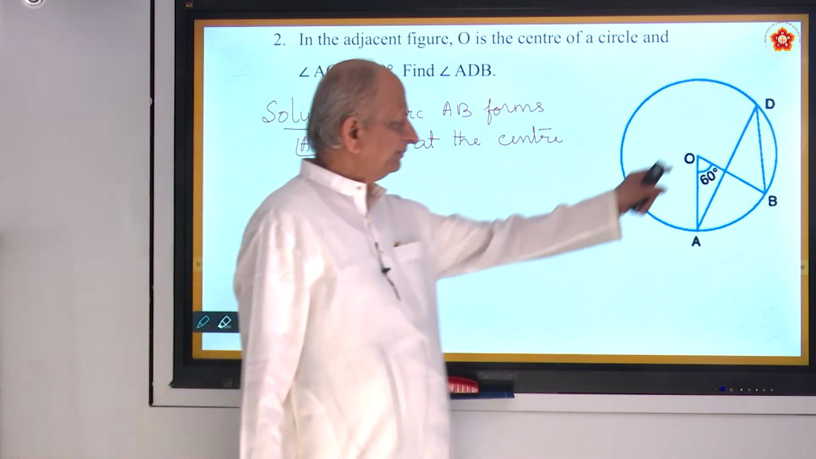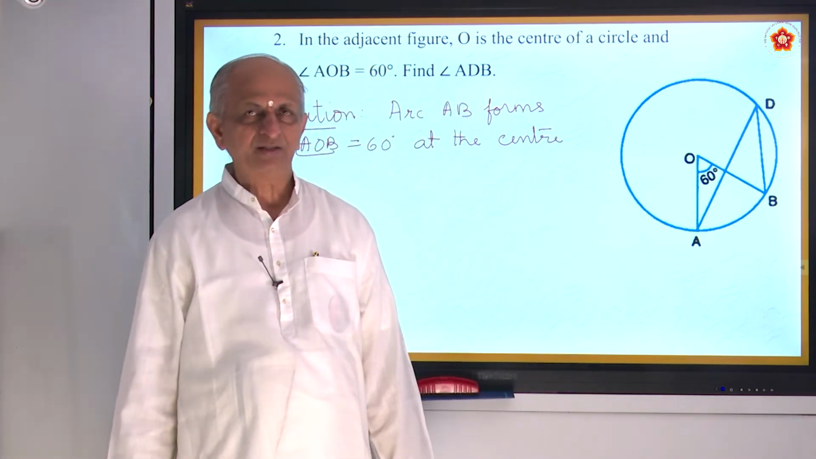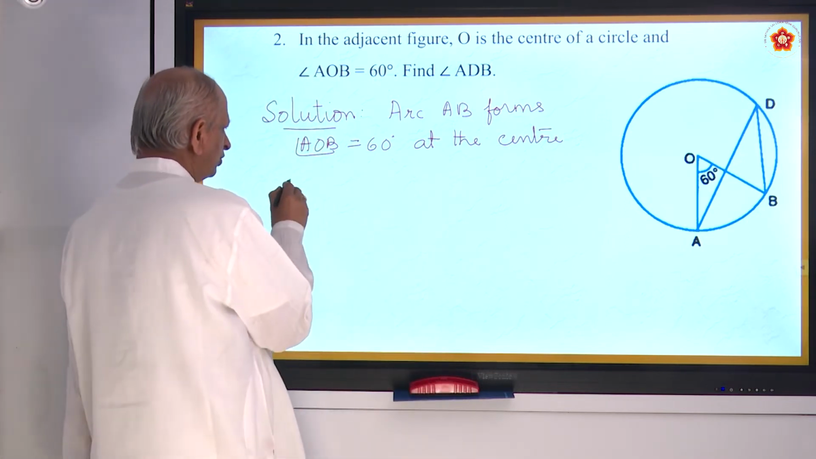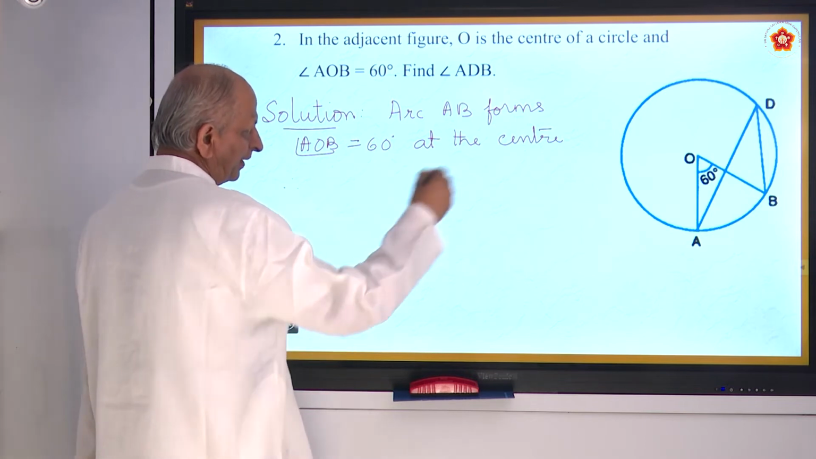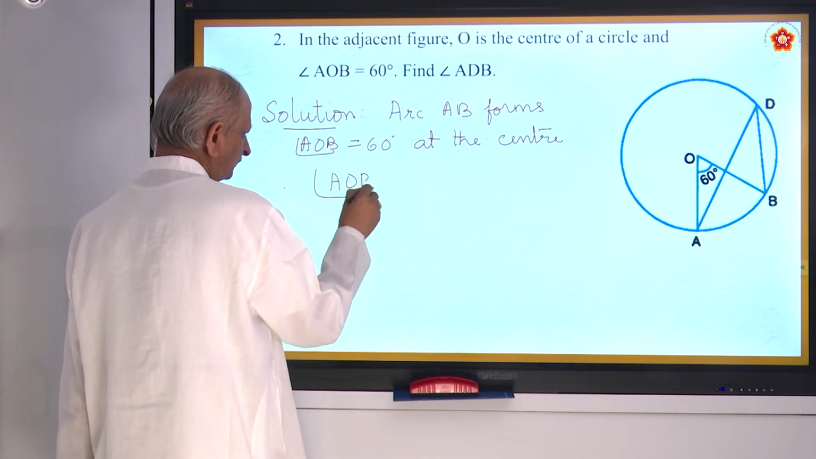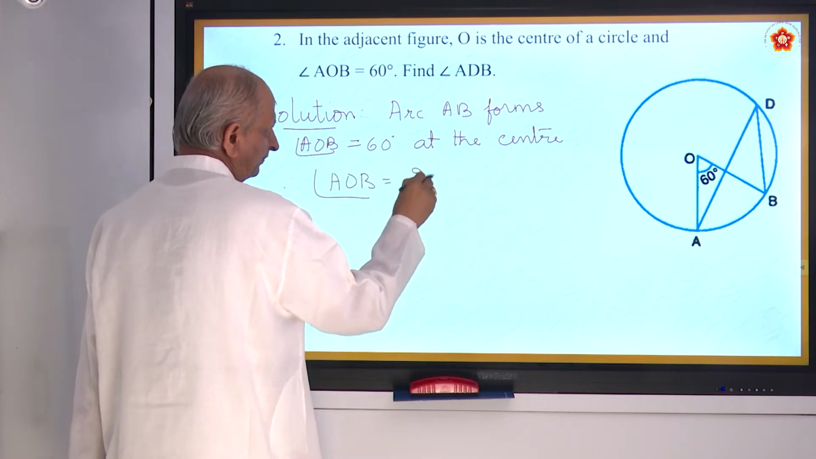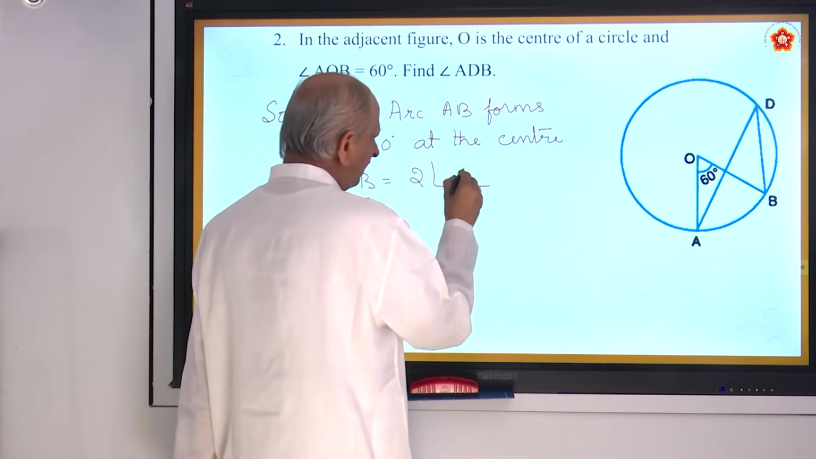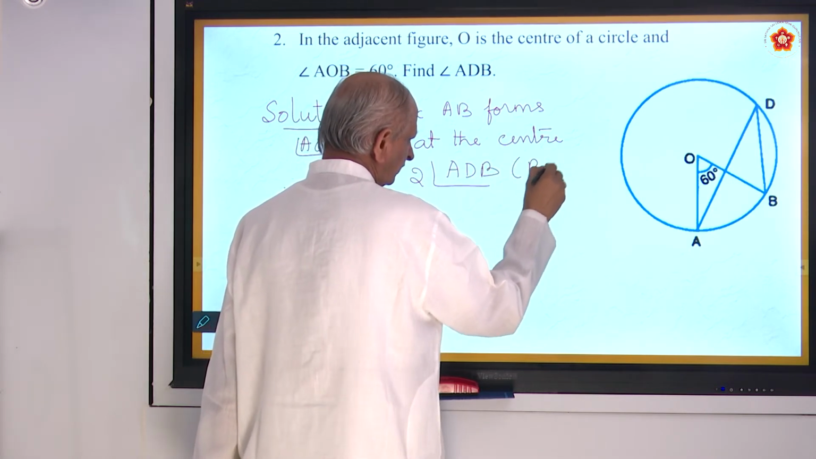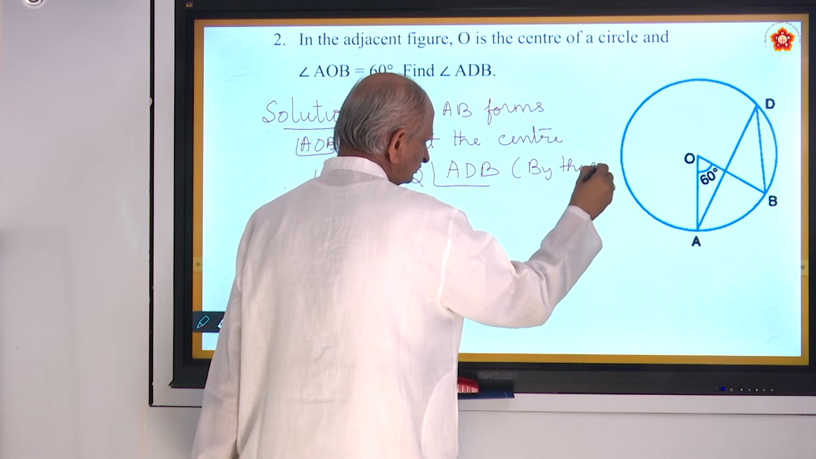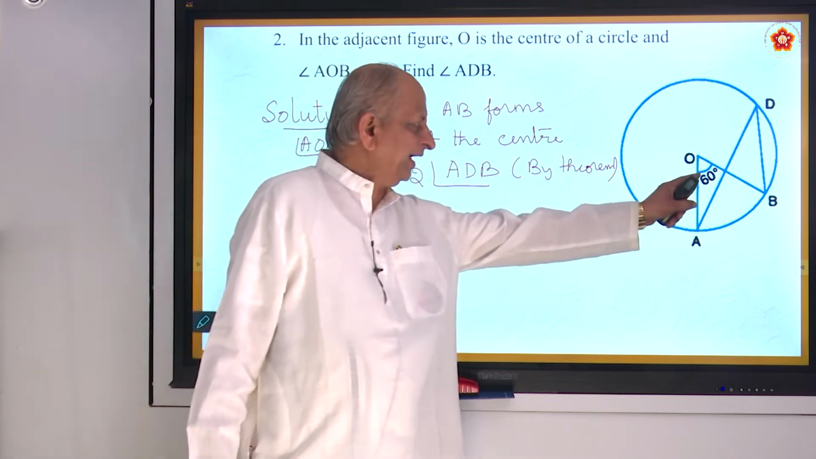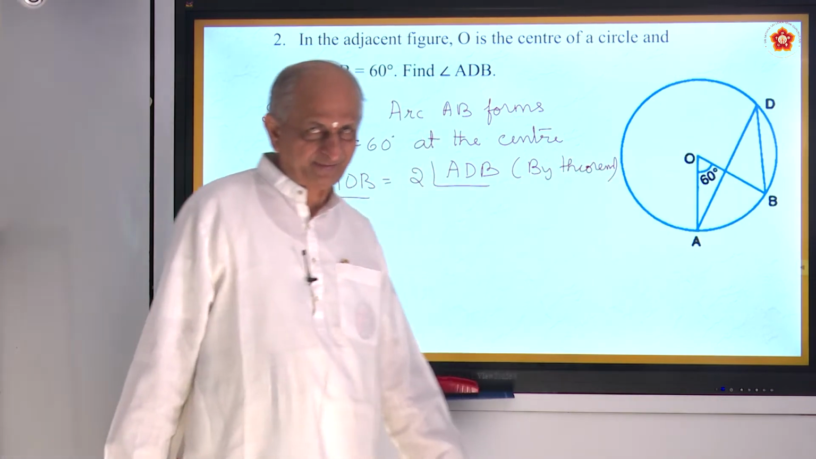And what is ADB? ADB is the angle formed at the circumference, right? So, a relation between the two: angle AOB is equal to 2 times angle ADB. That is by theorem. What does the theorem say? The theorem says the angle at the center is double the angle at the circumference.